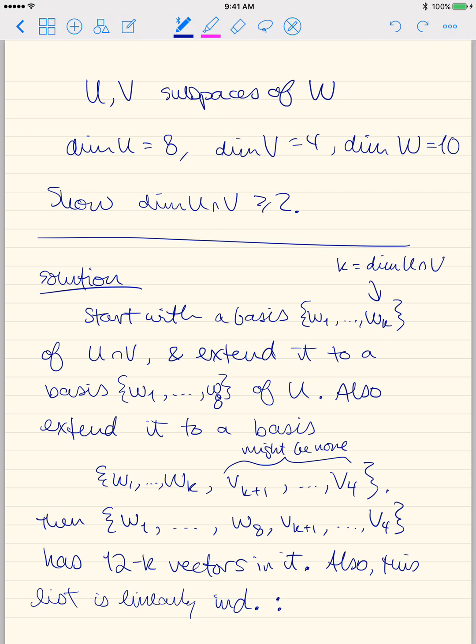Yes? Did you remove all of the vectors that are in the intersection though? That's like 12 minus k vectors. This includes the first k W's, which are in the intersection, and I included them. So I'm starting at W1 here. The reason there's some missing is that when I go to fill out the basis of V, I don't necessarily get 4 V vectors, right? Some of them are accounted for because they're in the intersection. So W1 up to W8 is already linearly independent.